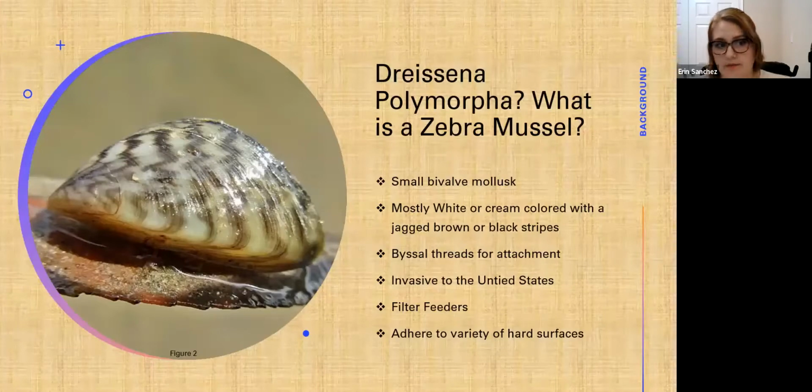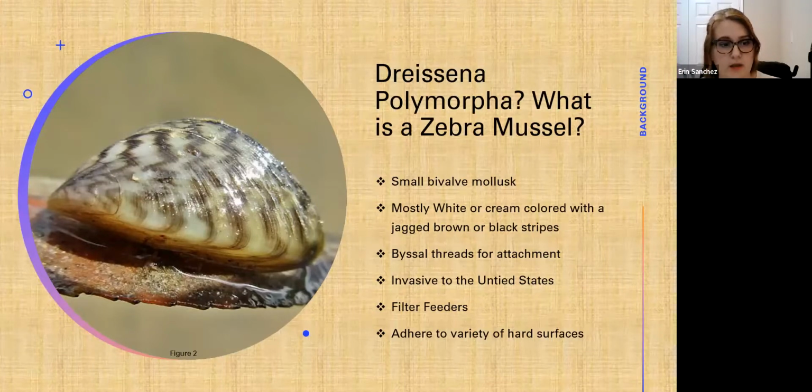Dreissena polymorpha. What is a zebra mussel? A zebra mussel is a small bivalve mollusk that ranges in size from 1/8 inch to 2 inches long. They are mostly white or cream colored with jagged brown or black stripes, like a zebra. A more unique trait of a zebra mussel are their strong byssal threads. These threads form strong bonds to several types of substrate, including metal, glass, wood, aquatic plants, other crustaceans, and even to each other.